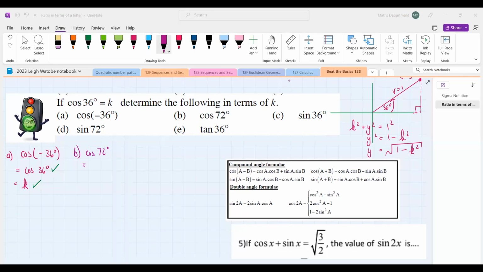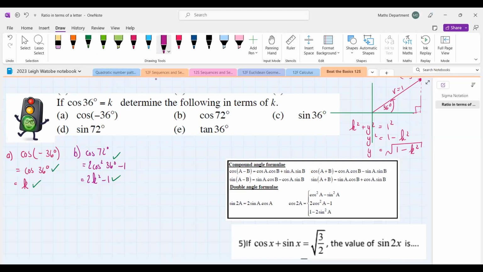Okay, and you could have written it in any one of the 3 ways. All right, so you can write it as cos squared A minus sine squared A, 36 in this case, or you can write it as 2 cos squared 36 minus 1, or you could write it as 1 minus 2 sine squared 36. I'm going to go with 2 cos squared 36 minus 1. And we know that the cos of 36 is k, so that would give us 2k squared minus 1, like so. Okay, so again, for expanding your double angle and then for writing it in terms of k.